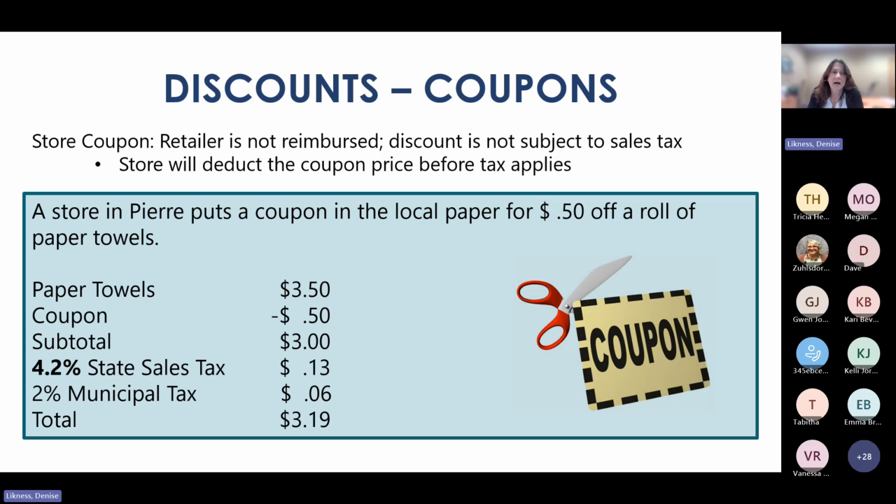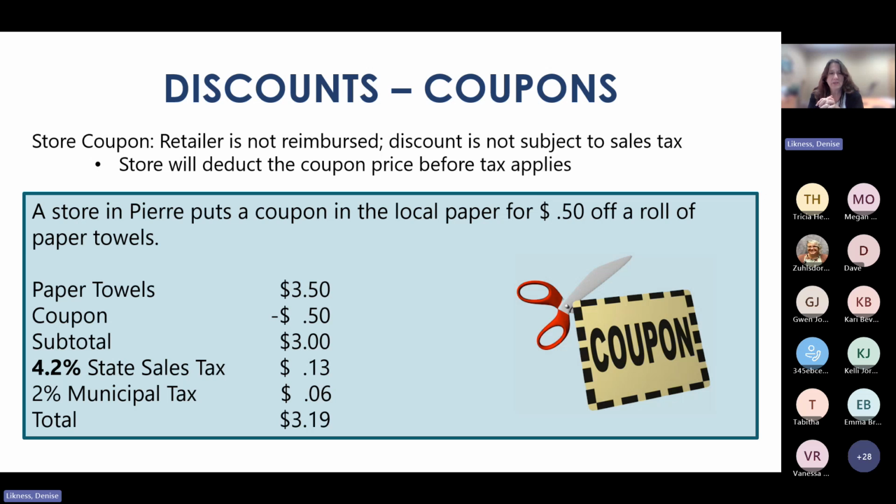Discounts, coupons, store coupons. A retailer is not reimbursed. In this case, the retailer is not being reimbursed. It's a discount, and it may be in the form of a coupon that you've got. Just to show the example, paper towels were $3.50, and the coupon was 50 cents. So the subtotal ended up being $3. You're going to tax that $3. You're not going to tax it at $3.50. It's going to be taxed at $3. And in this case, it'd be the state and city tax, so a total of $3.19.